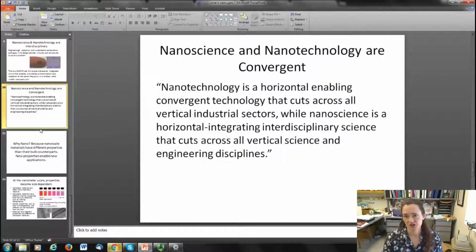Nanoscience and nanotechnology are convergent technologies. They're horizontally enabling, and they cut across all vertical industry sectors. Nanoscience is a horizontally integrating, interdisciplinary science that cuts across all vertical science and engineering disciplines. In other words, it's very interdisciplinary, and it requires the work of teams of people with different areas of knowledge. The applications of that technology can also span across different disciplines.